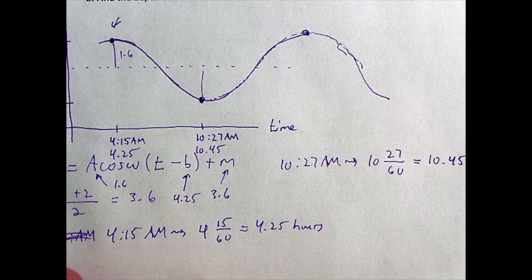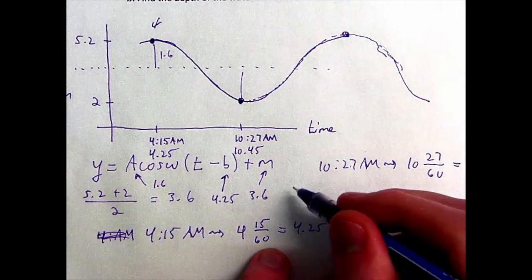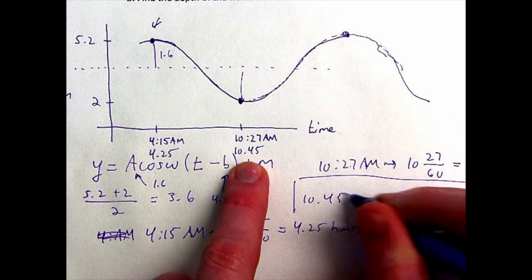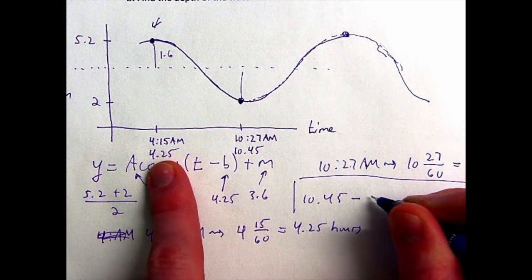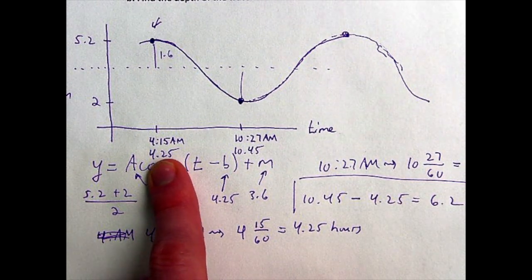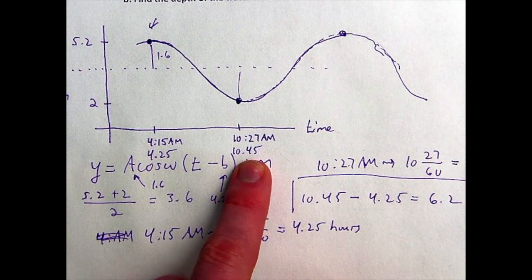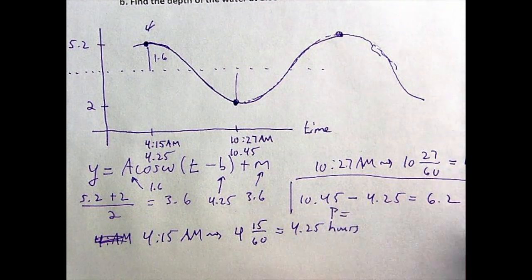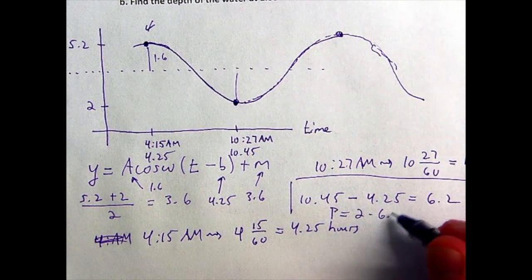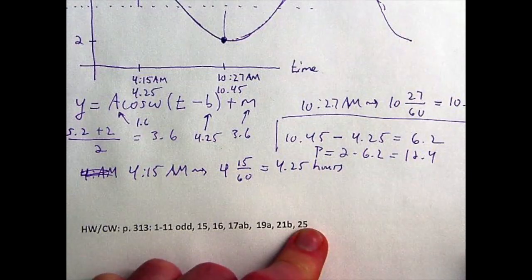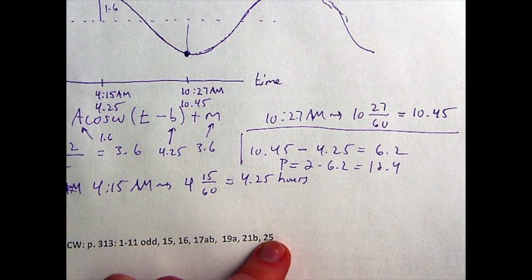Okay, great. So now we're prepared to find this distance here. So how do we find that distance? Well, we just subtract, right? 10.45 minus 4.25 will give me 6.2. So that's the distance from this point to this point, but as we already observed, that's not the period. The period is twice that. Therefore, the period is going to be 2 times 6.2, which is 12.4. So that's the period, which we can then use to find omega.